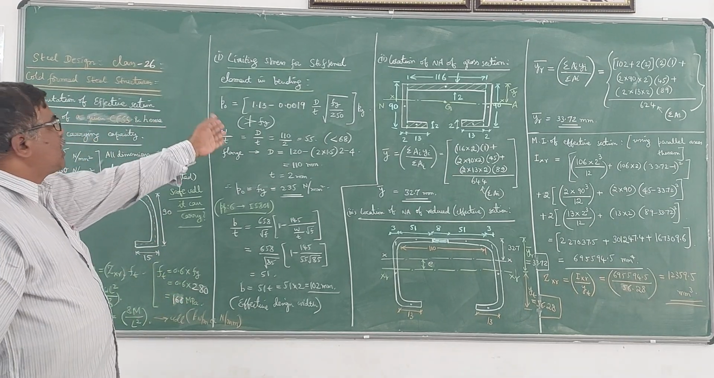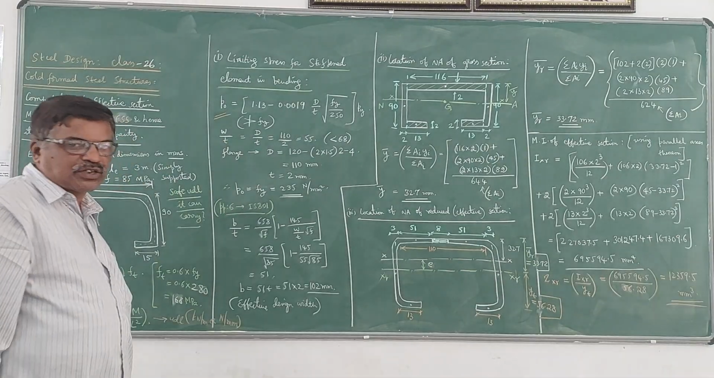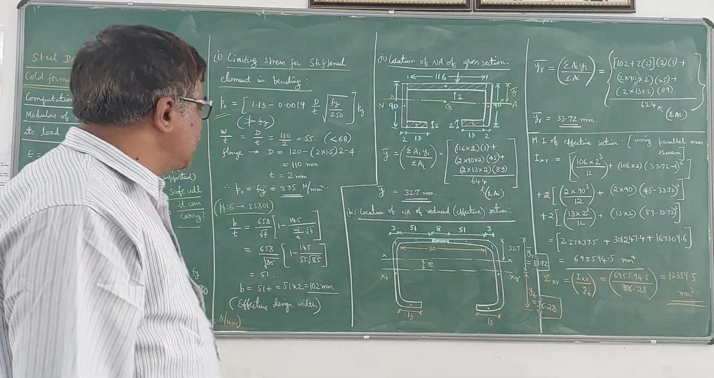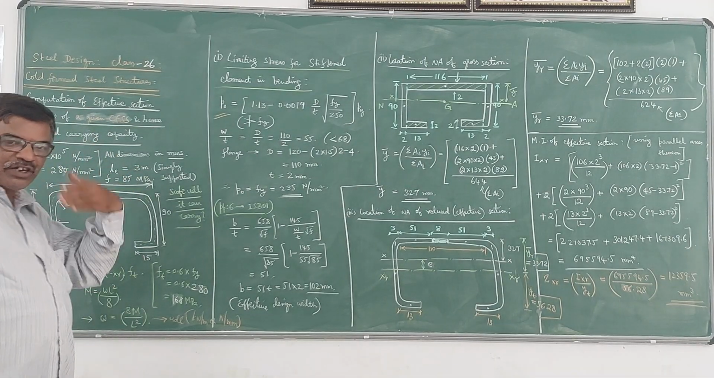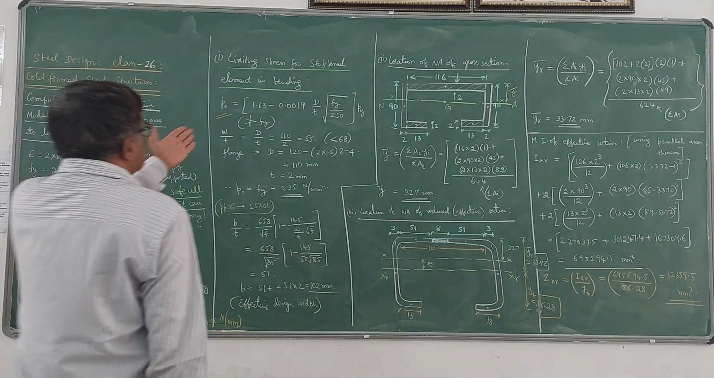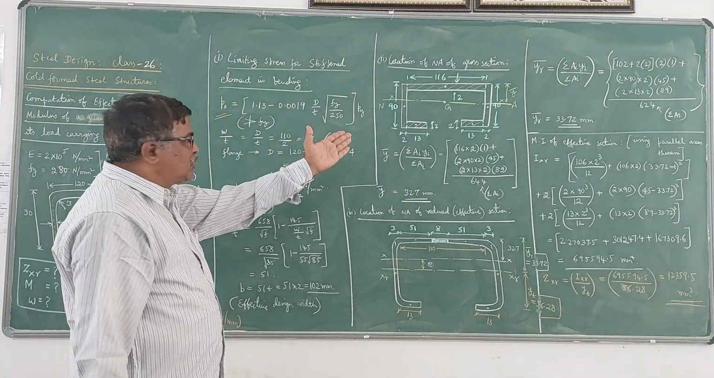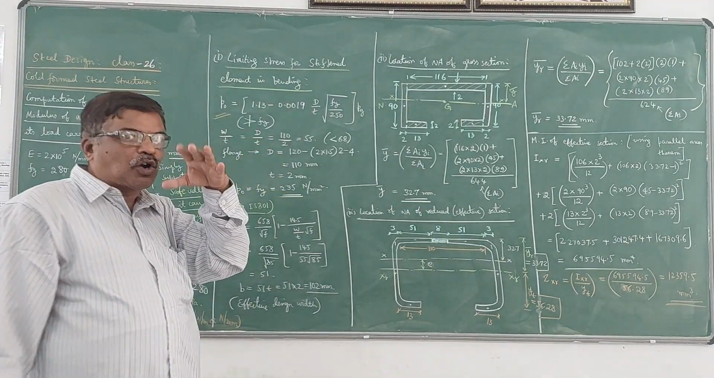For that we have to calculate this very important limiting stress value, that is the maximum stress value that can develop in a stiffened element in the case of a cold-formed steel section, which I have explained in the earlier video. So this is the equation which is given for finding the maximum stress. Of course here it depends on the w by t ratio also.